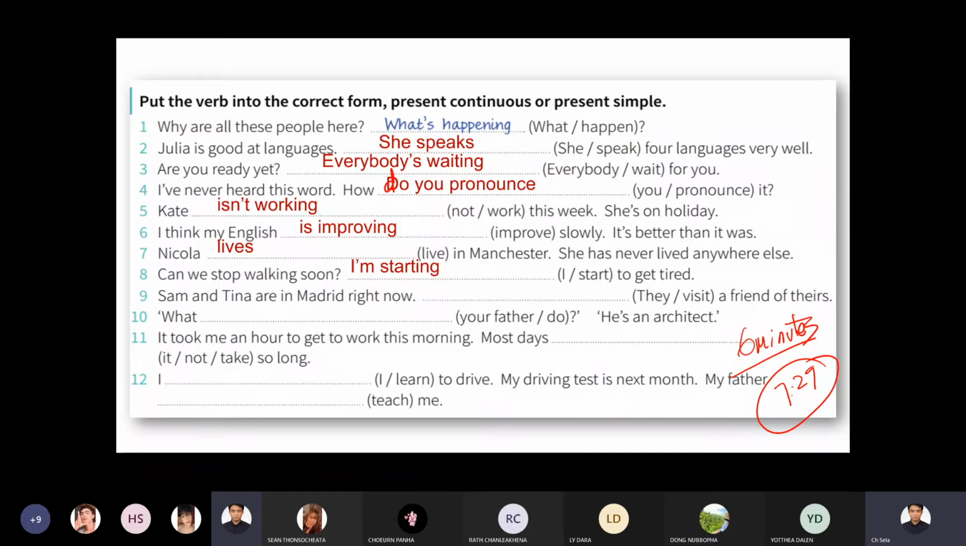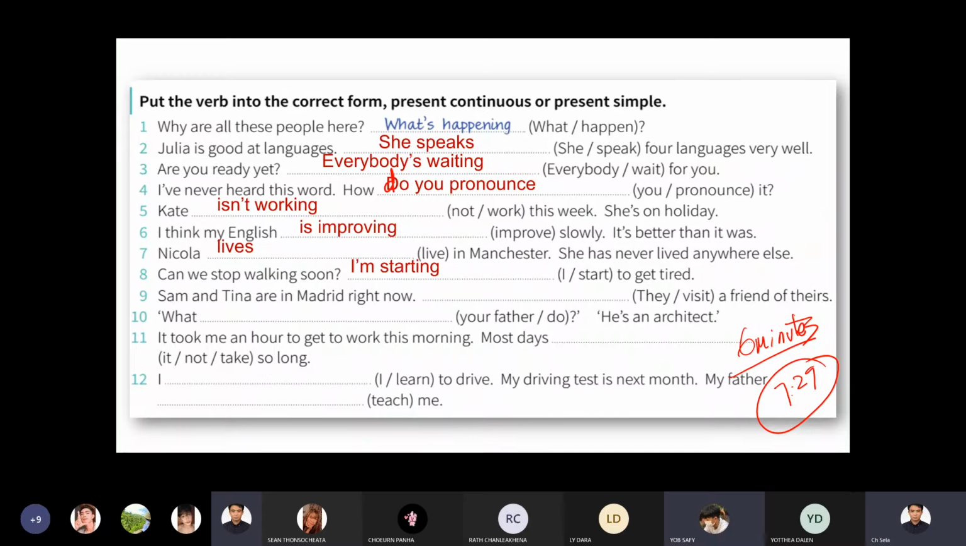Number 9, Safi. Yeah, teacher. Number 9. Sam and Tina are in Madrid right now. They are visit a friend of theirs. They are visit or what? Again, you have only two choices: they visit and they are visiting. So which one? They visit. Do you see the words "right now"?